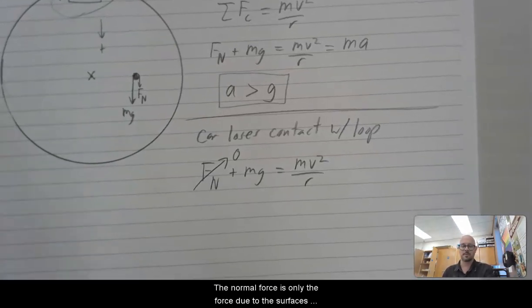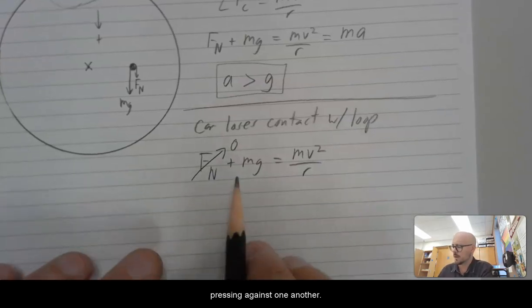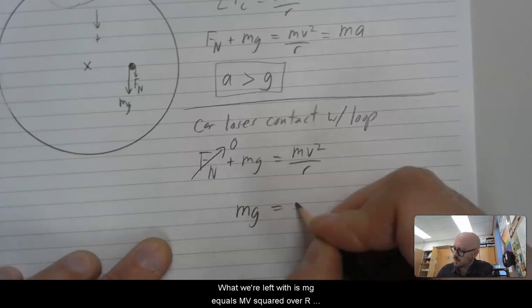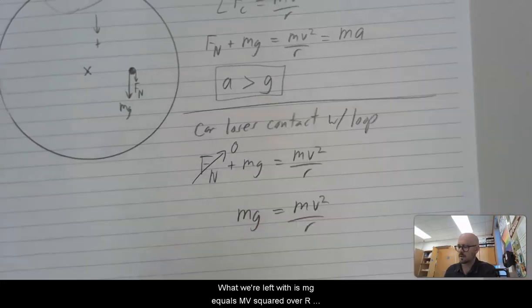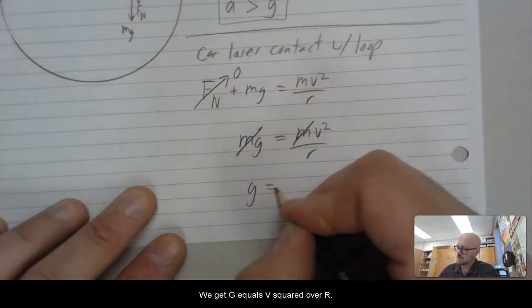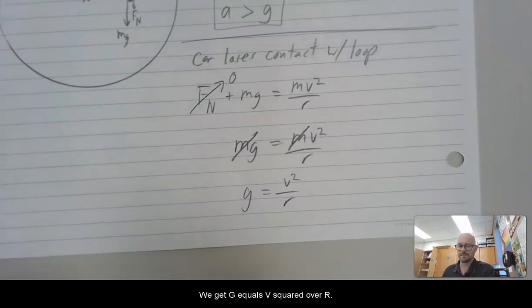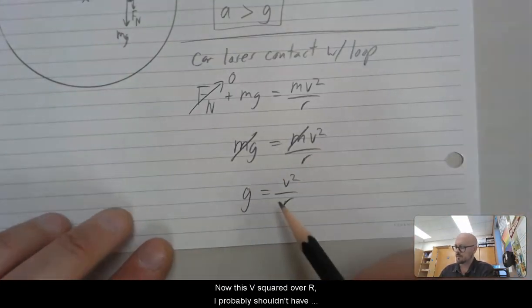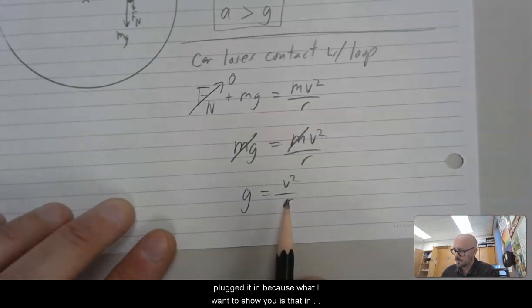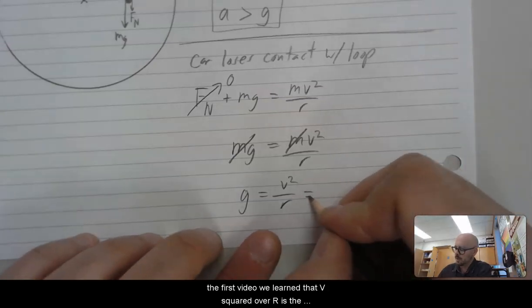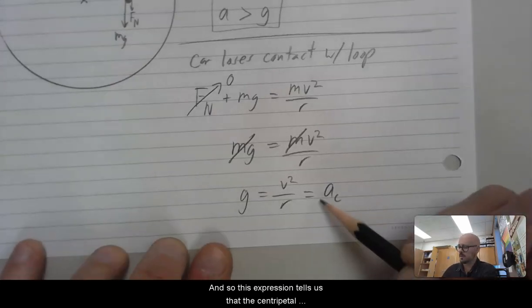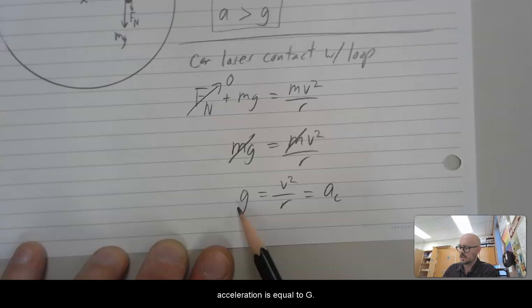The normal force is only the force due to the surfaces pressing against one another, and so if the car loses contact, then that's it. What we're left with is mg equals mv squared over r, and the mass cancels again. We get g equals v squared over r. Now, this v squared over r, I probably shouldn't have plugged it in, because what I want to show you is that in the first video, we learned that v squared over r is the centripetal acceleration. And so this expression tells us that the centripetal acceleration is equal to g.